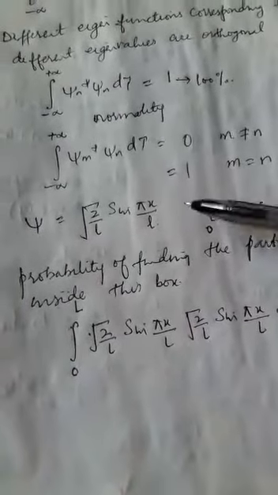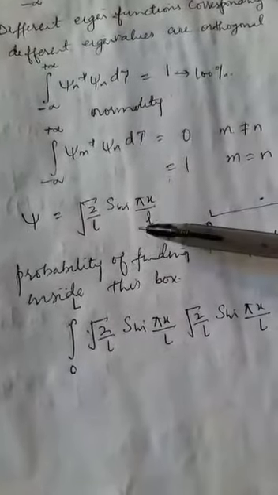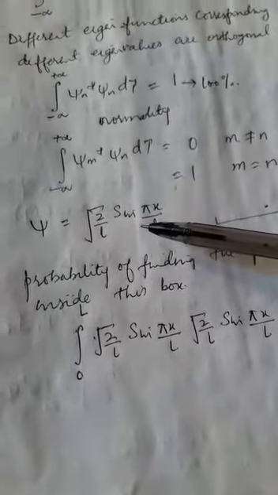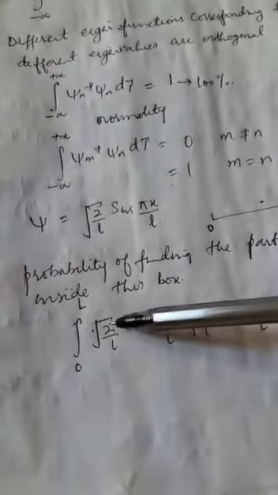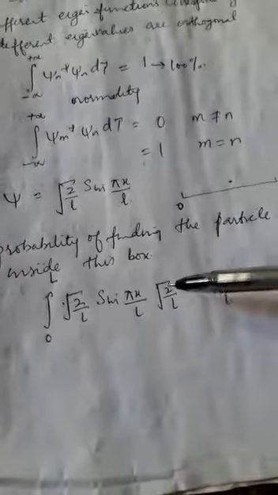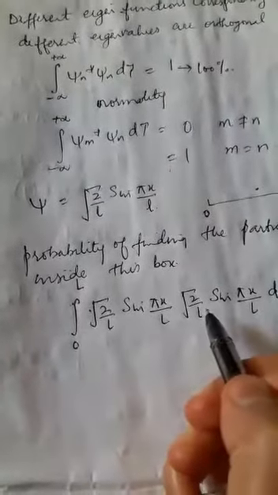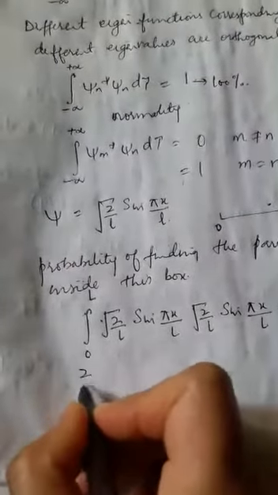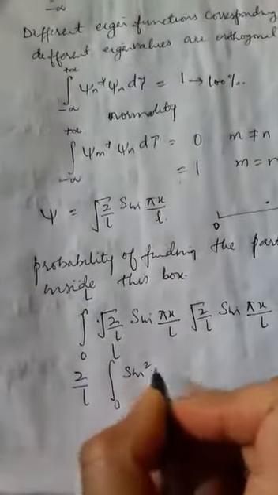Now if you look at this condition, for instance, this wave function does not carry any complex factor like iota, so its complex conjugate will be similar to itself. So for psi n star, I have written the same wave function under root 2 by L sine of pi x by L, and for psi n again I have to write under root 2 by L sine of pi x by L dx. Now this and this factor, they combine and come out, so we get 2 by L outside. Integral 0 to L. Now I have sine square of pi x by L dx.